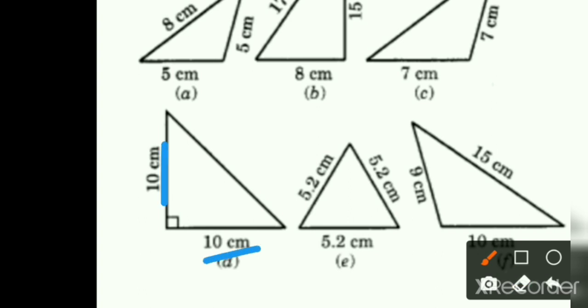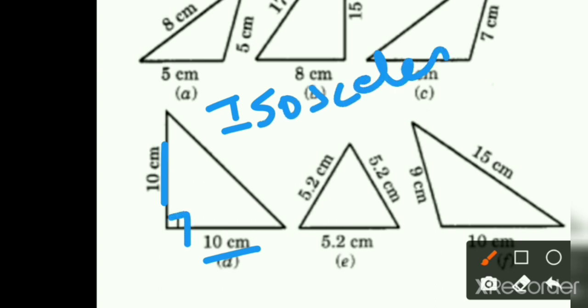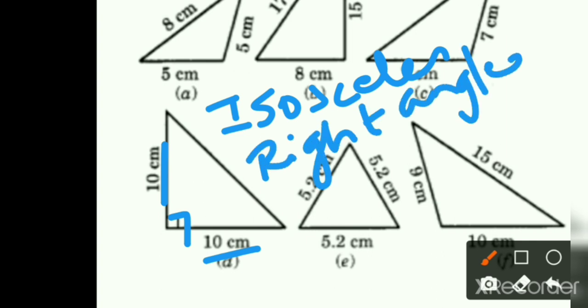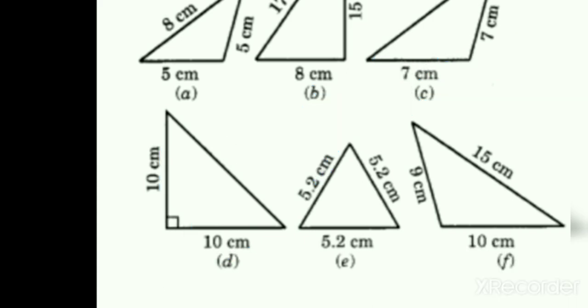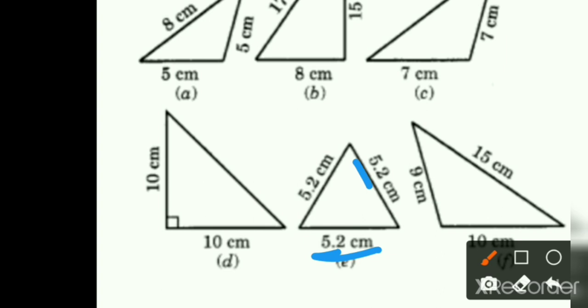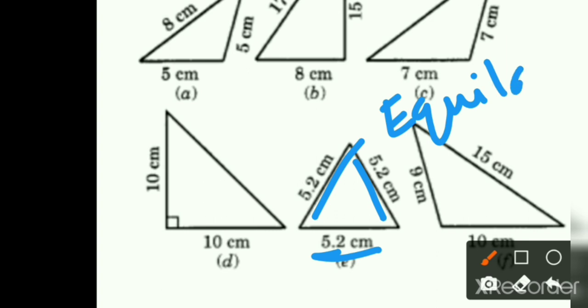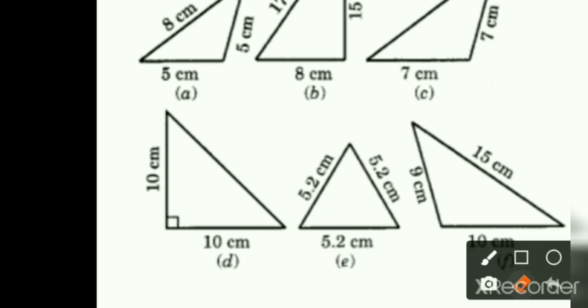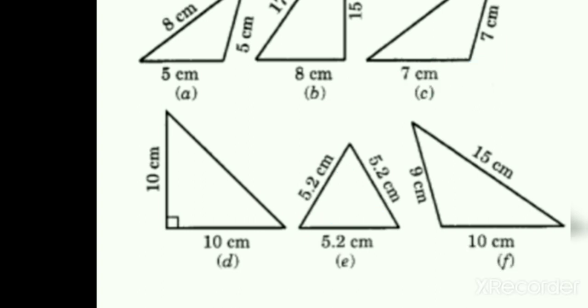Now D question, two sides are the same, so it is isosceles. Okay, and for the angle, one angle is 90 degrees, so it is right angled. Clear, children? Okay, now E question, you can see all three sides are equal. Okay, so it is equilateral. And what about the angles? All three angles are acute. Okay, so it is acute and equilateral. Clear, children? Now, F question.